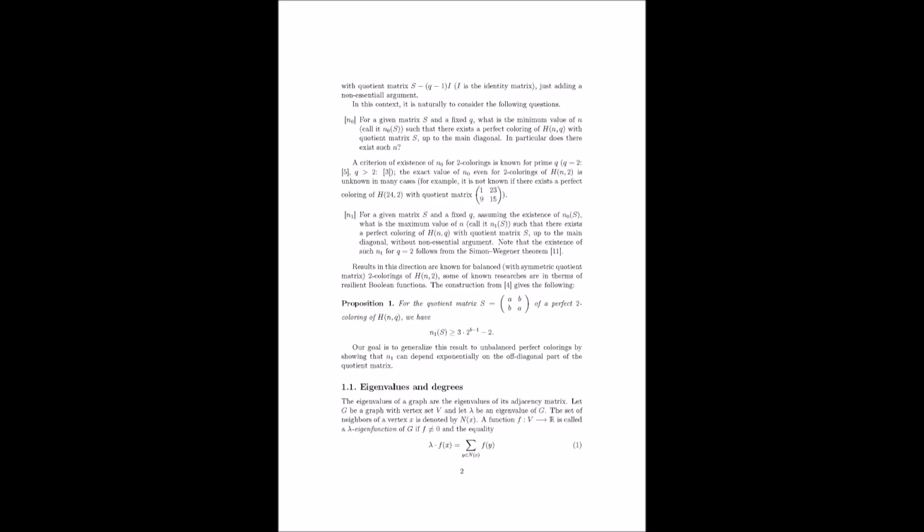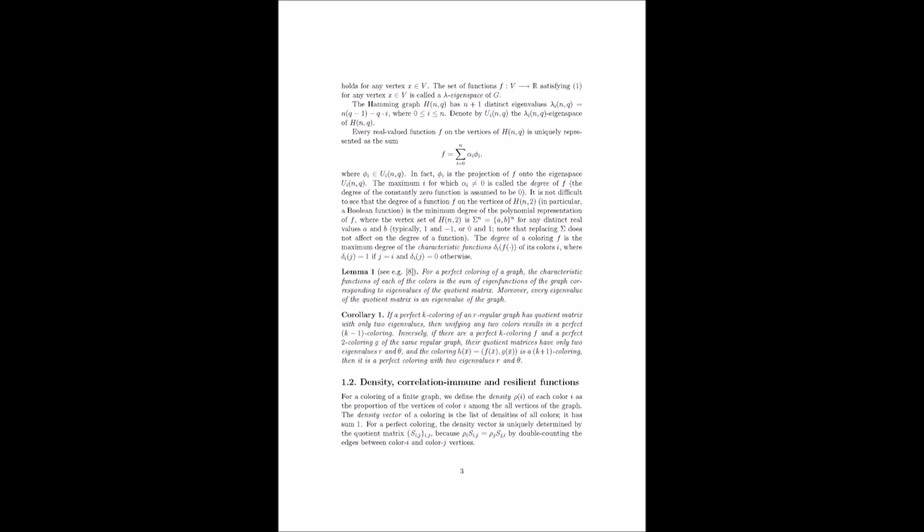So to prove that it's a perfect coloring, what you do is you go through every point in the new Hamming graph, and you show that the number of neighbors of each color is exactly what the quotient matrix dictates.